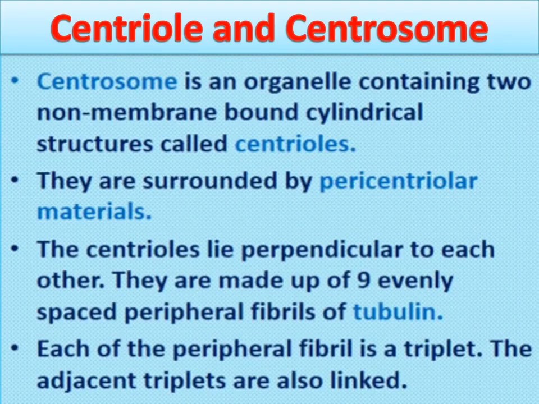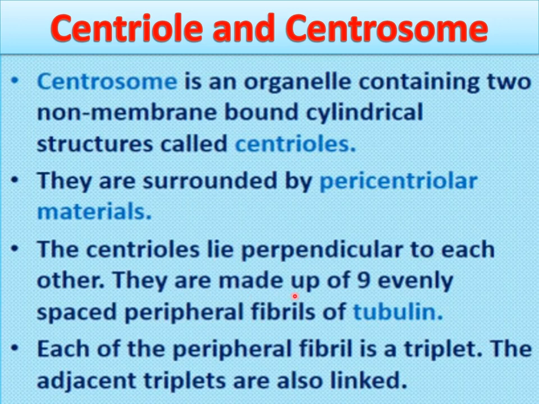Centrosome is an organelle which is found inside the cell containing two non-membrane bound cylindrical structures called centrioles. So two cylindrical structures are present here. These cylindrical structures are called centrioles, and when these two are present, the complete structure is called centrosome. They are surrounded by pericentriolar material. A type of material is present around the centrosome, or you can say these centrioles, and that material is called pericentriolar material. The centrioles lie perpendicular to each other.